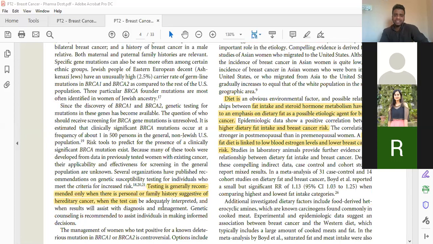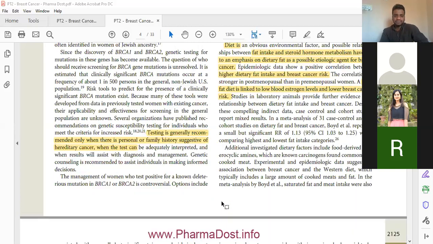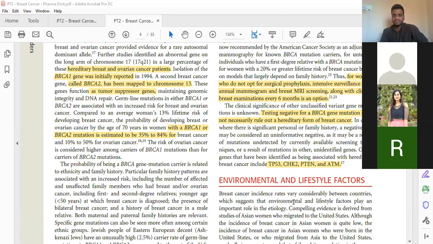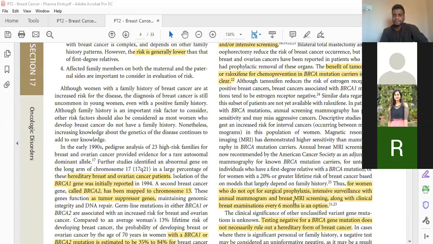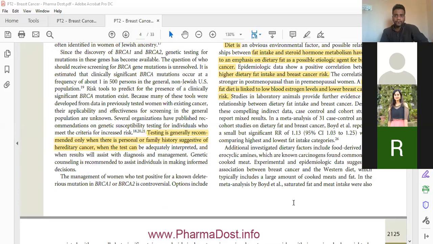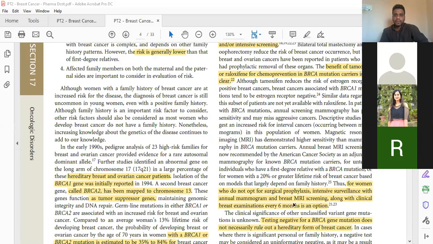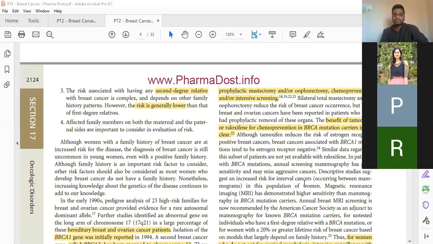So testing is generally recommended only when the person or the family history is suggestive of hereditary cancer, okay, because the test alone is not sufficient to interpret adequately. Am I clear? Are you following me? Yes, sir. So what to do with the test?